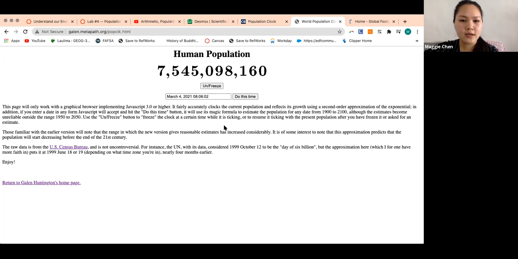But right now we can see, as of today, 8:08 a.m., there are around 7.5 billion people. If we wanted to look back in time, we can also do that. Did anyone have a specific date that they wanted to look up in the past? I usually ask people if they wanted to look at their birth dates or something like that.